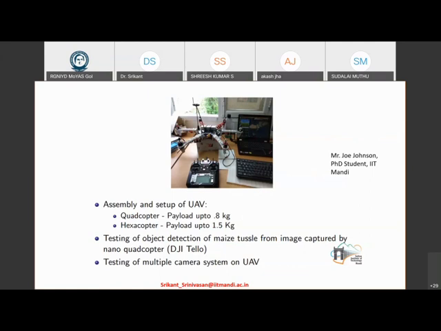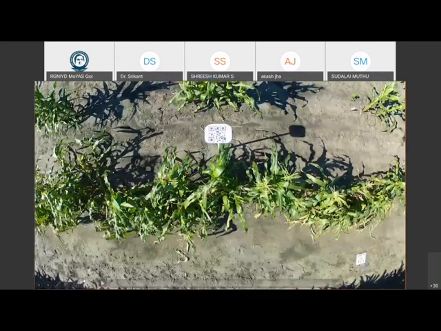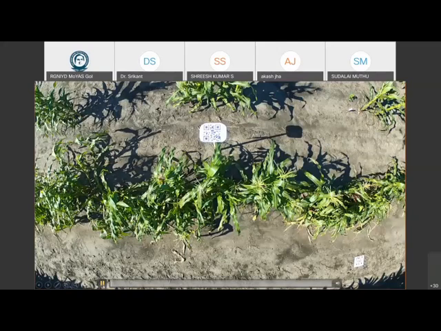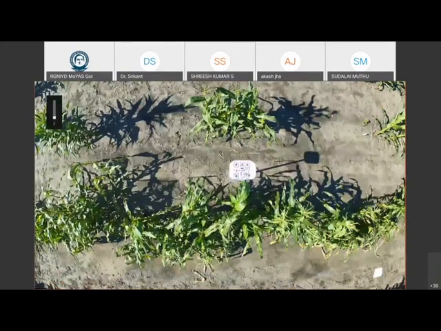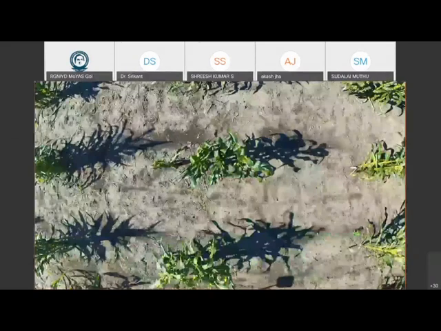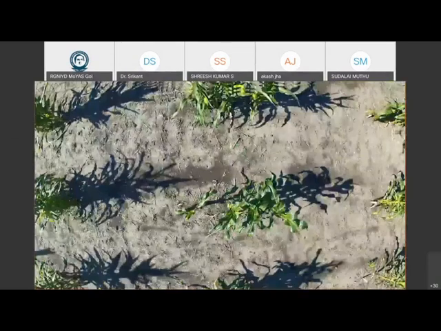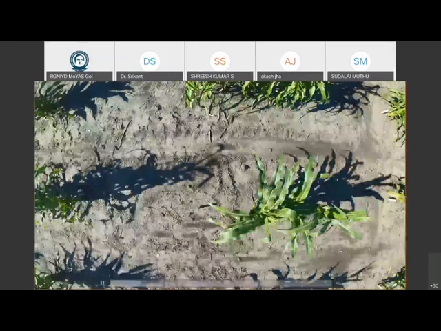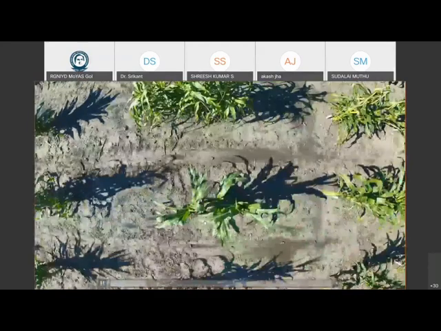And let me start by, let's see how to get this going. Okay, so here is a video. I'm not sure if the video will play to you, but let's play it. So this is a video of a UAV flying over the ground. These are various corn plants, and these are different varieties of corn.